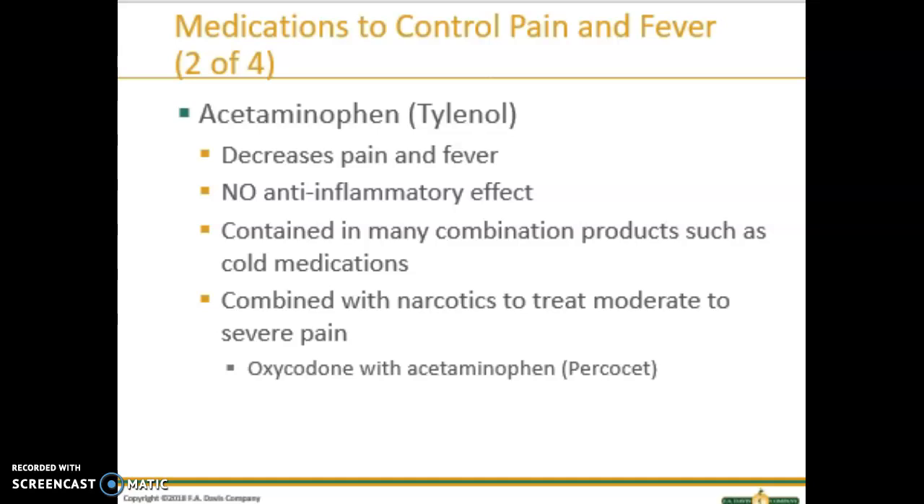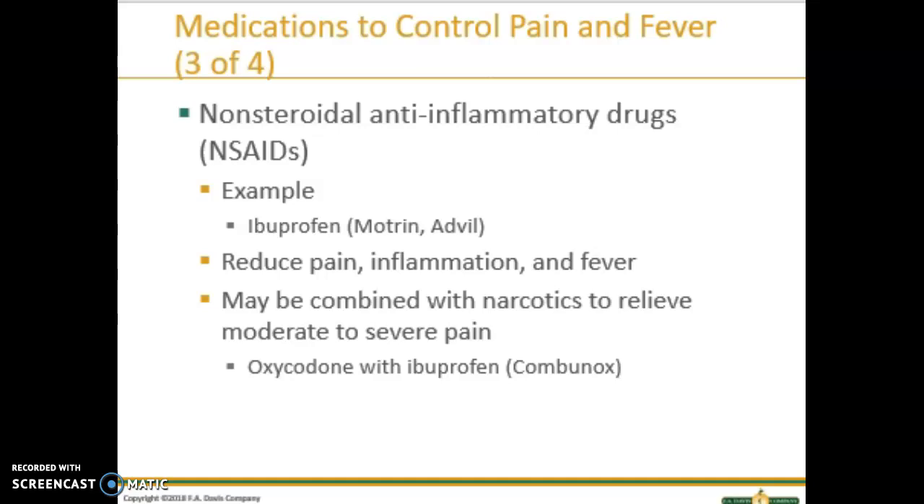They are rarely addictive if taken for a short period of time, but unfortunately what we see is slowly they build up that pain tolerance, and they like that euphoric feeling, and we do see patients that start to become dependent on opioids. So again, the non-steroidal anti-inflammatory drugs like ibuprofen, Motrin, Advil, they reduce pain, inflammation, and fever, and they may also be combined with narcotics to relieve moderate to severe pain. An example of this is oxycodone with ibuprofen.